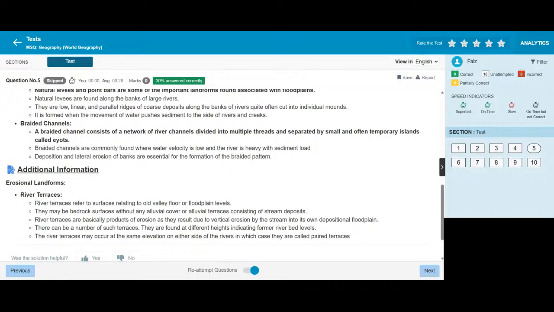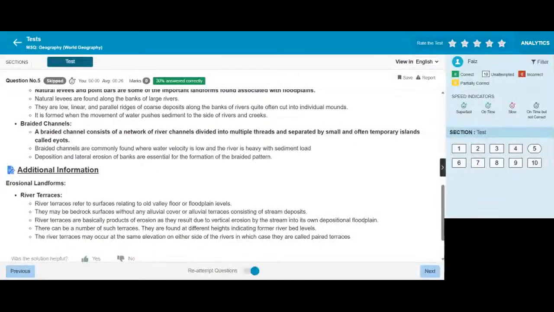River terraces refer to surfaces relating to old valley floor or floodplain levels. They may be bedrock surfaces without any alluvial cover or alluvial terraces consisting of stream deposits. River terraces form due to vertical erosion by the stream into its own deposition. There can be a number of such terraces. They are found at different heights indicating former river bed levels. The river terraces may occur at the same height in pairs.